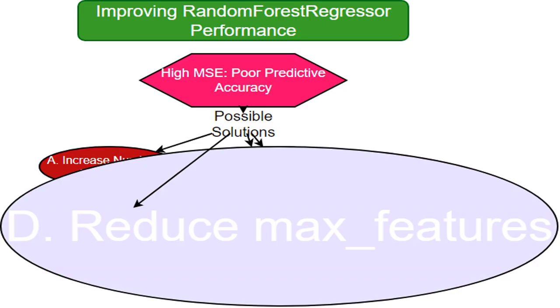I can reduce the number of features each tree considers. This adds some randomness and could prevent overfitting, especially if some of the features aren't very useful. It's like focusing on the most important aspects of the problem, ignoring the less relevant ones.